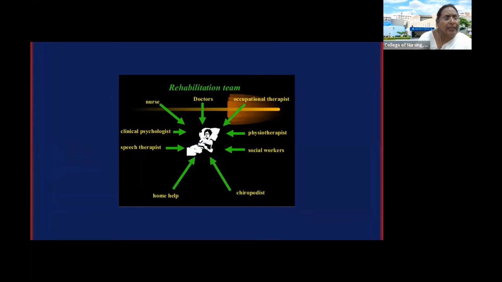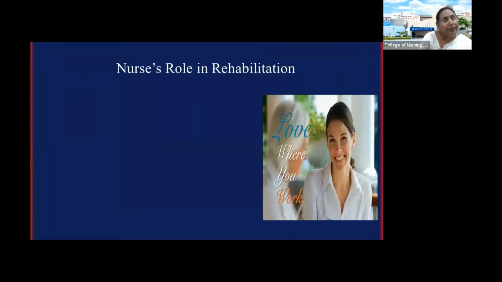Who are there in the team, the rehabilitation team? There are doctors, a nurse, occupational therapist, physiotherapist, social workers, chiropodist, home help. Home help is the relative or the bystander. I will tell you how important their role is. Speech therapist and clinical psychologist. So these are the team members of rehabilitation.